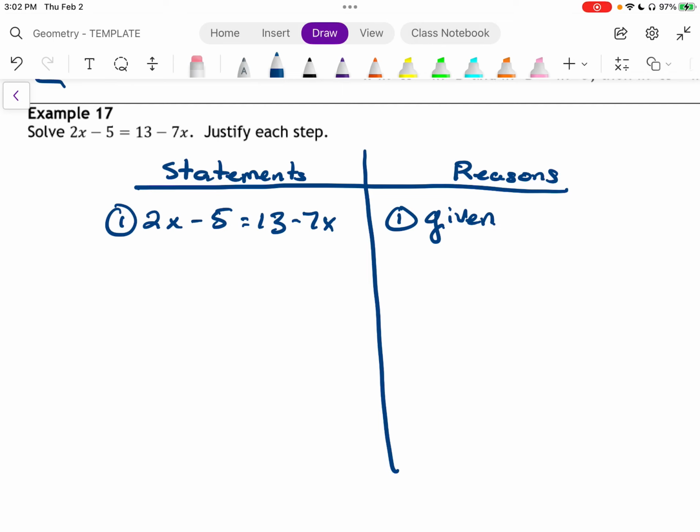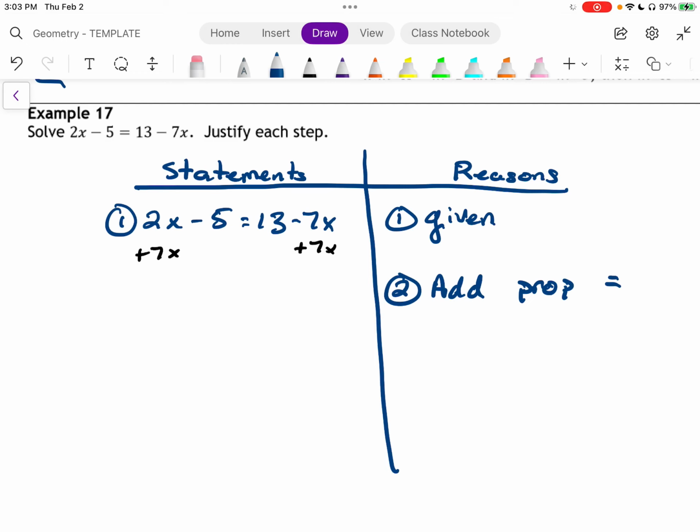For me, I would add the 7x. So I'm going to say we're going to add 7x. Here, let me erase that. Let me put it over here. Add 7x. And we can actually do another step. So as long as we're adding, so here, let me write down, my second reason is going to be the addition property of equality. We're going to be adding something to both sides, so we're using the addition property.